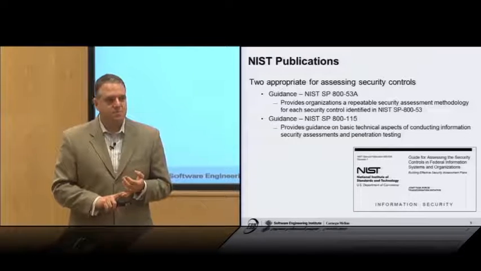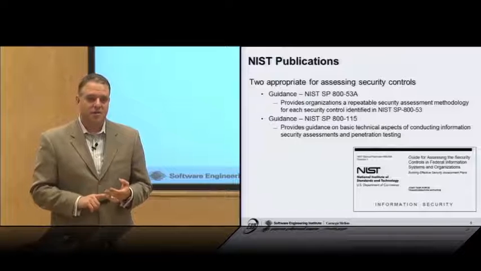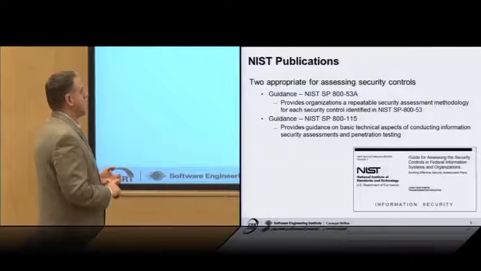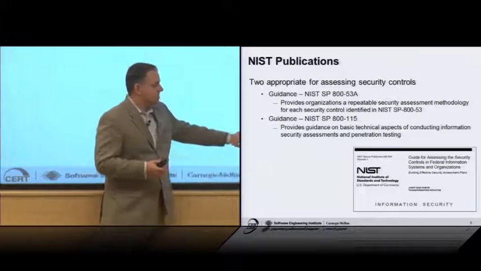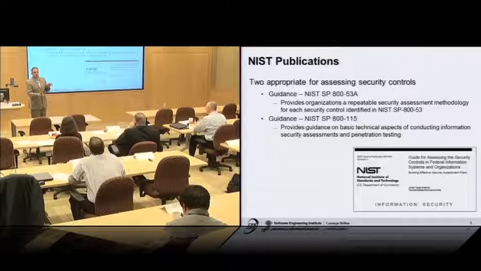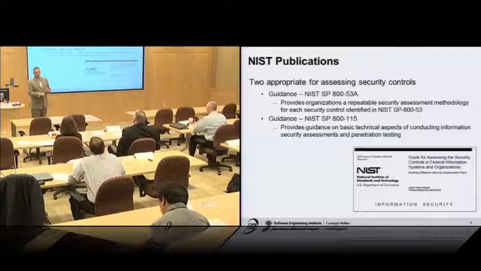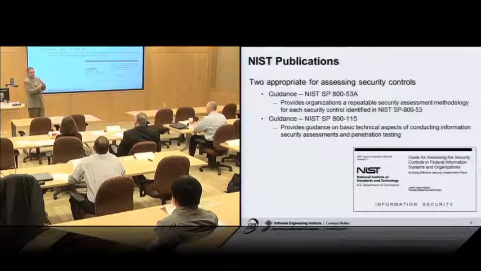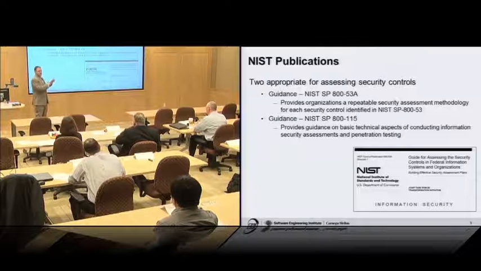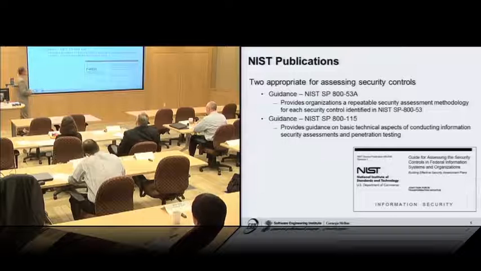The two primary NIST publications that you will refer to in this process are Special Publication 800-53A, which is a huge document that describes all the controls and how to assess them. Don't confuse this with Special Pub 800-53, not 53A. 53 is the one that describes the controls themselves. This 53A will tell you how to assess those controls.